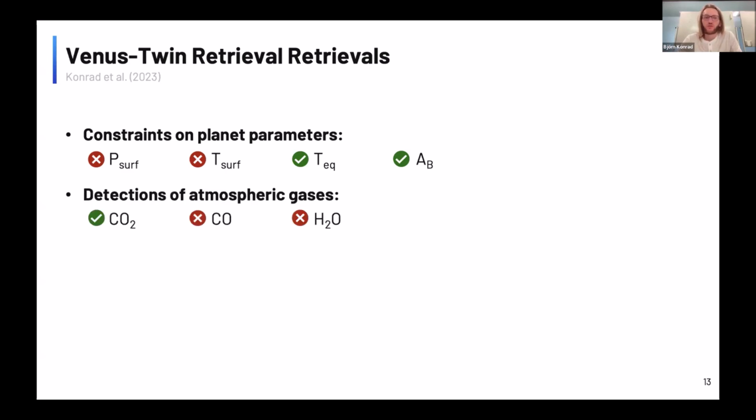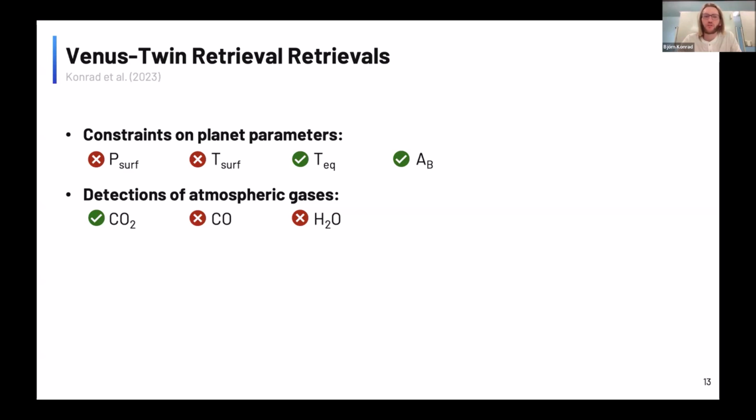Then which trace gases can we detect in the atmosphere? We find CO2, and we can also show that CO2 is the main constituent of Venus's atmosphere, which then also shows us that this planet is clearly different from Earth because it has a CO2-dominated atmosphere, as opposed to Earth, where CO2 is only a trace gas.